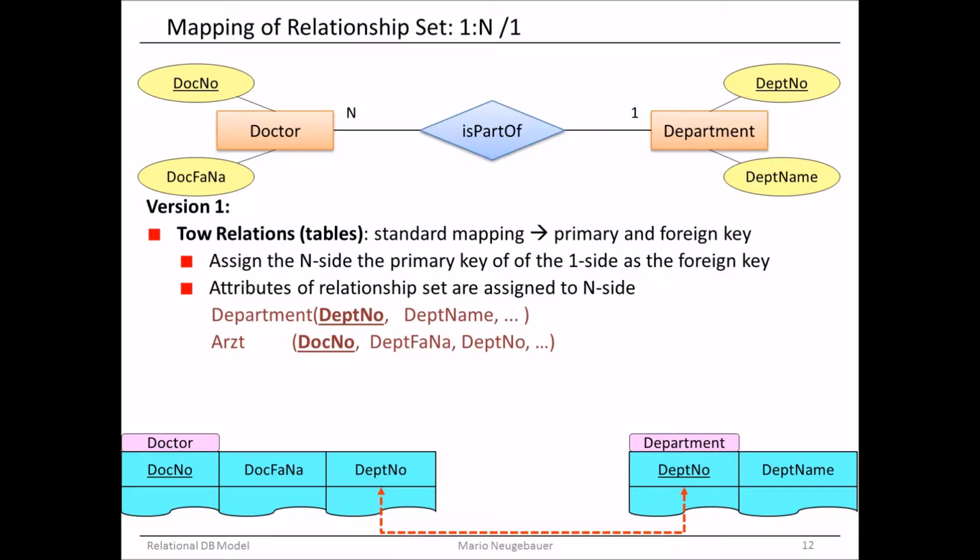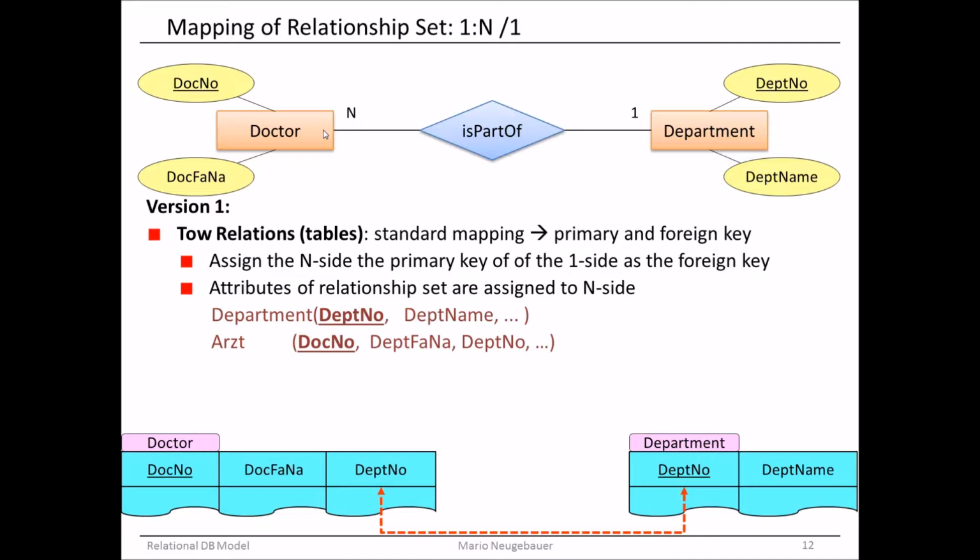And as we saw in the tables before, some doctor from the set of the doctors is assigned to one department. And if you look into some arbitrary department from the set of departments, then you could have many doctors within the department. That should be the mapping to our tables as well.